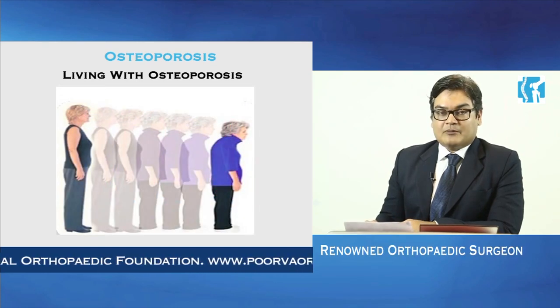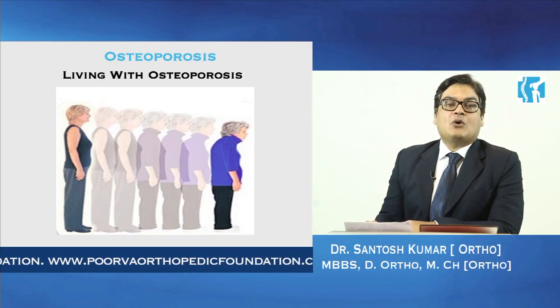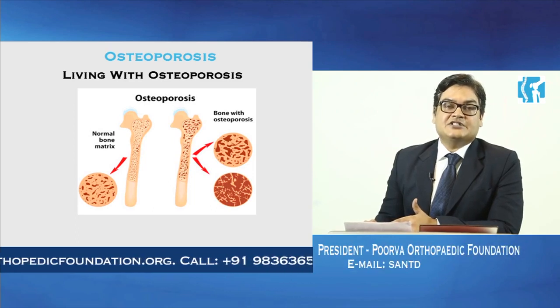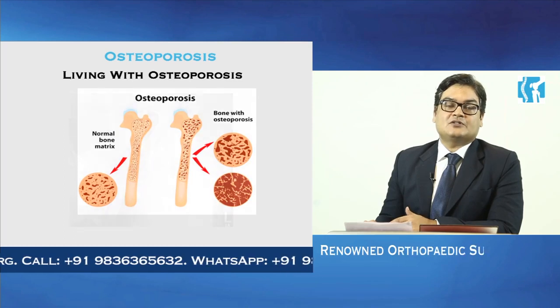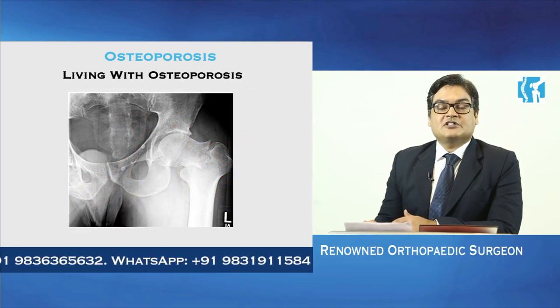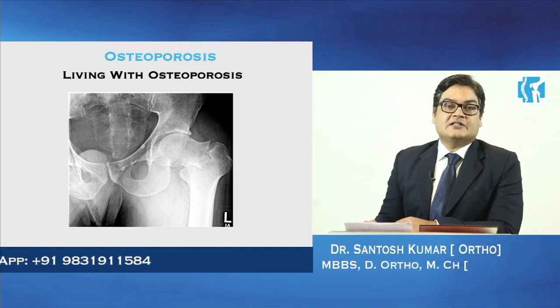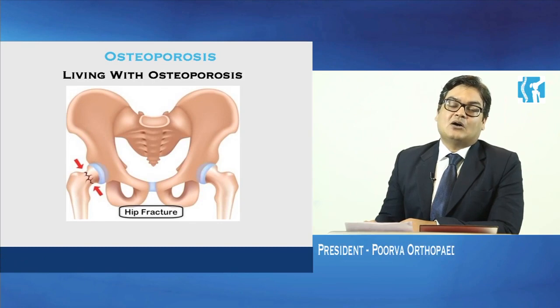Today we are going to talk about the phenomenon of osteoporosis. Now, osteoporosis is a universal phenomenon. As we age, the bones tend to be softer and weaker. This is known as osteoporosis. Osteoporosis affects equally women and men. It's slightly earlier and faster in women and slightly later in men.